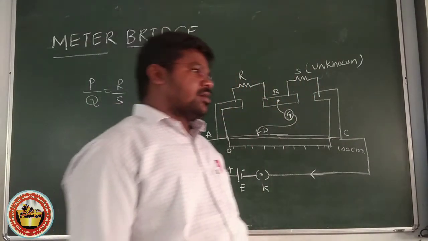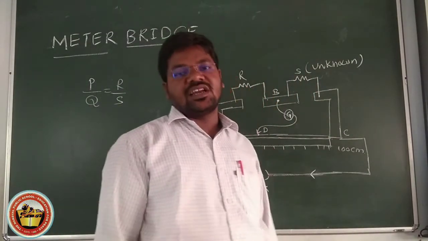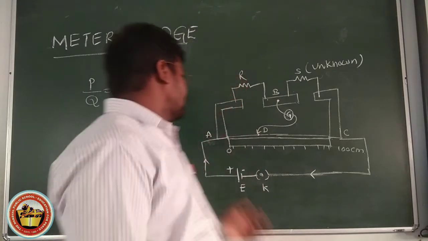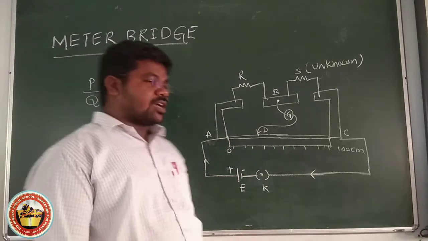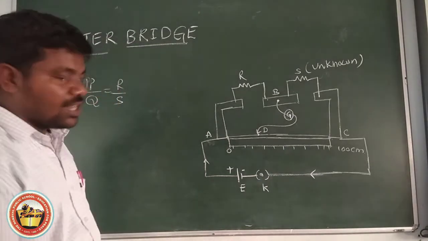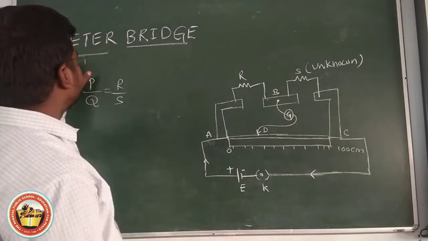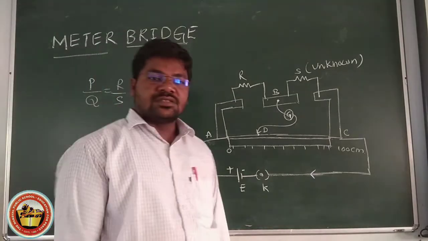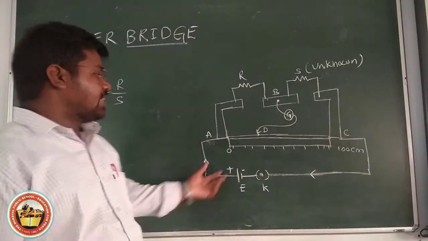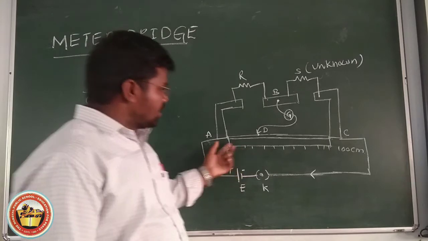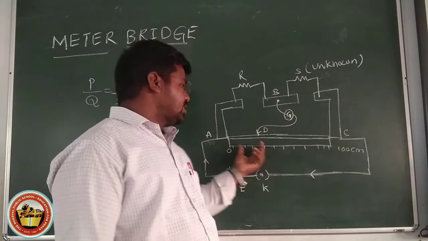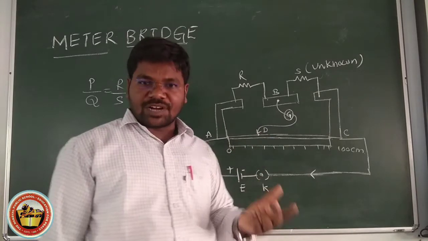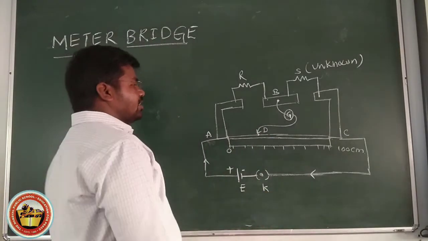By the principle of the balanced condition of the Wheatstone bridge, which is given by P by Q is equal to R by S, we can now see how to measure an unknown resistance using a meter bridge. See the arrangement of the circuit diagram: one meter wire and a one meter length scale. This wire has a uniform cross-sectional area.